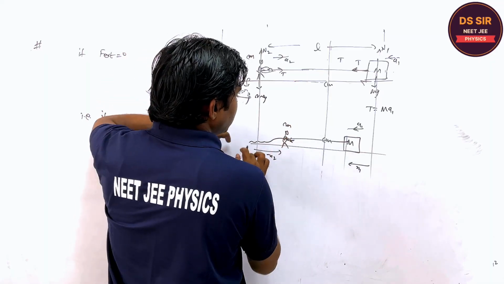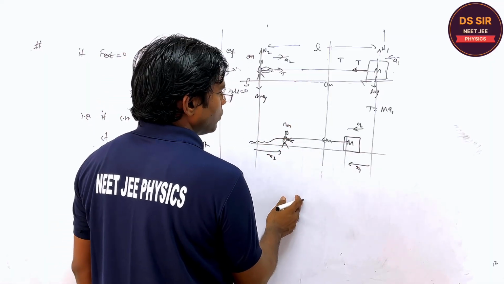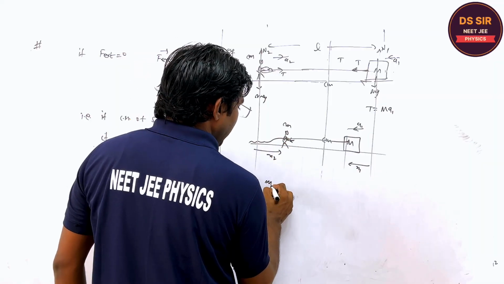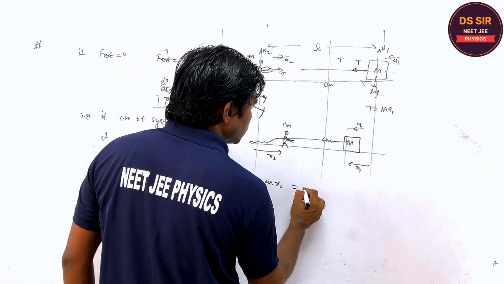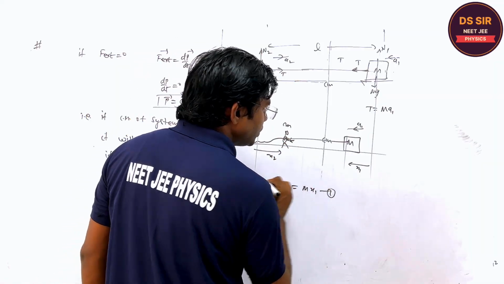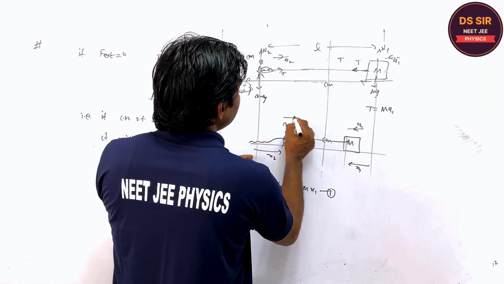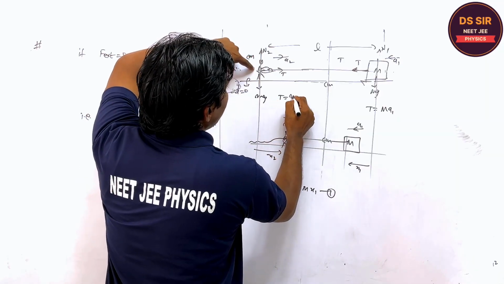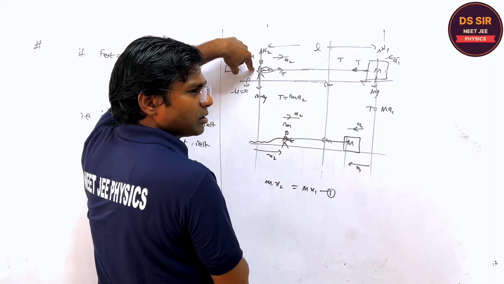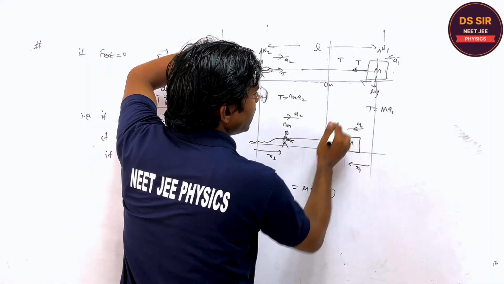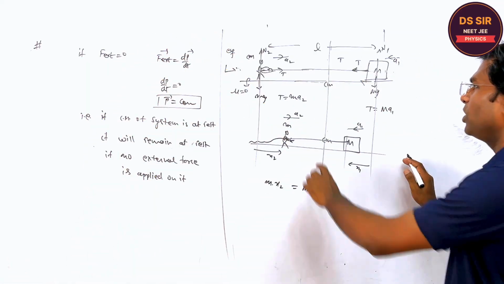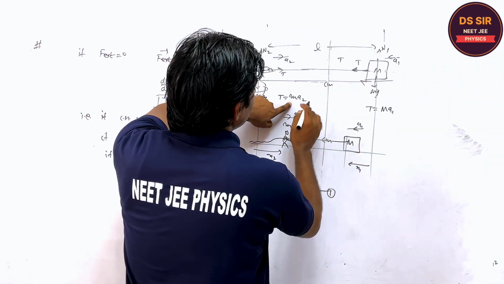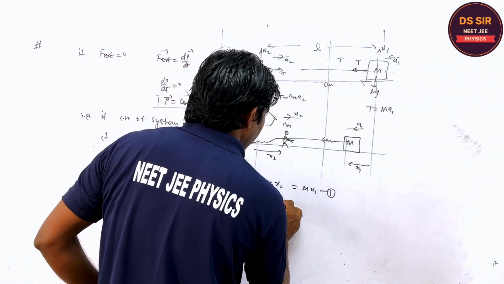If this is m, what is the relation between them? I told you: m into x2 is equal to capital M into x1. This is one relation. What is the acceleration a2? T is equal to m into a2. Do you understand or not? So the tensions are equal. If the tensions are equal, what will you write?